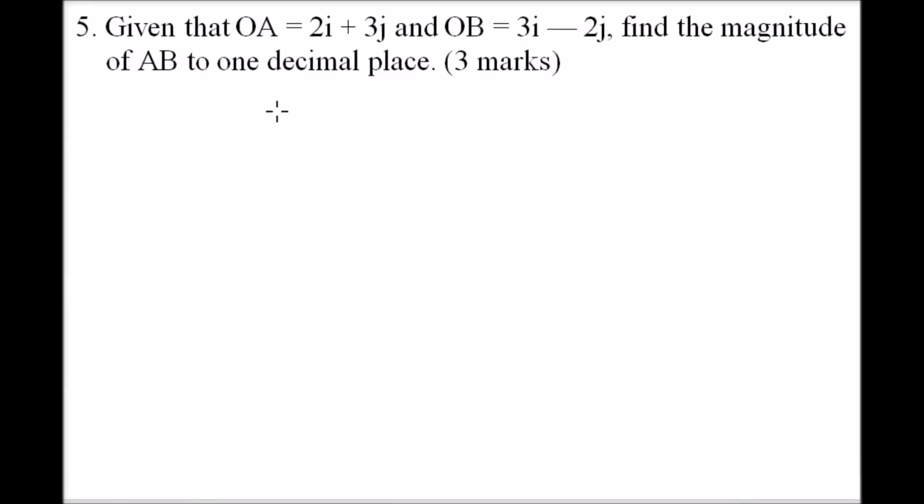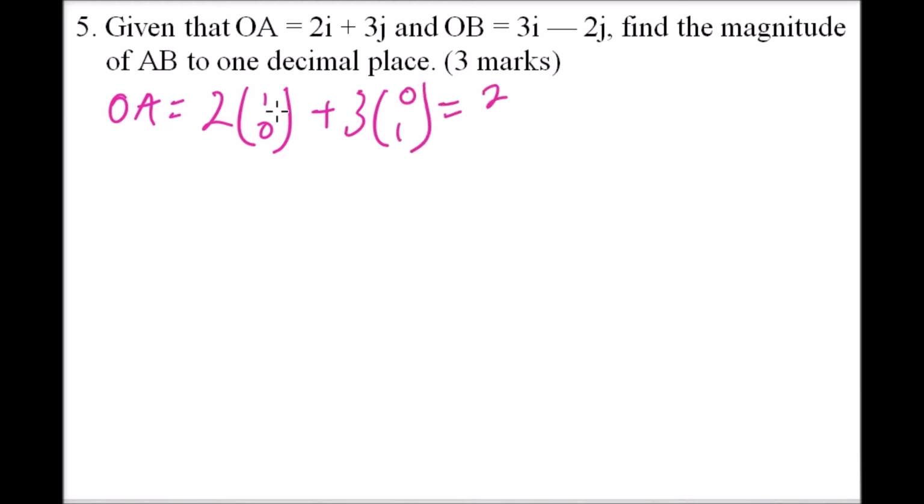In this question, we are told, given that OA is equal to 2i plus 3j and OB is equal to 3i minus 2j, find the magnitude of AB to 1 decimal place. You get yourself 3 marks. So to be able to do this, we'll start by writing OA in terms of column vector. So we replace our i and j. So this will give us 1, 0, and you add to 3, 0, 1, and that should give you 2 times 1 is 2. You add 3, you have 2, 3. That is a column vector.